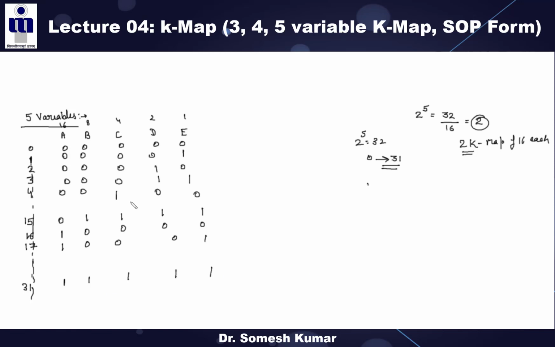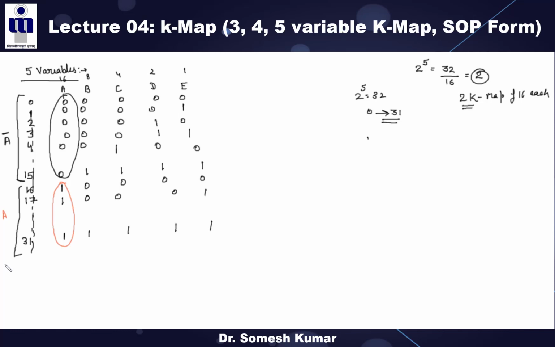Clear? Now if I can say first 16 cells or first 16 numbers, all for the 0 to the 15s, A is your A bar. A is your zeros, right? Here. And from the next 16 to the 31, A is your what? A is your 1, right? So I can say A1, right? So now based on this analysis, I will convert this to 4 variables K-map, right? Clear? So means how I convert?